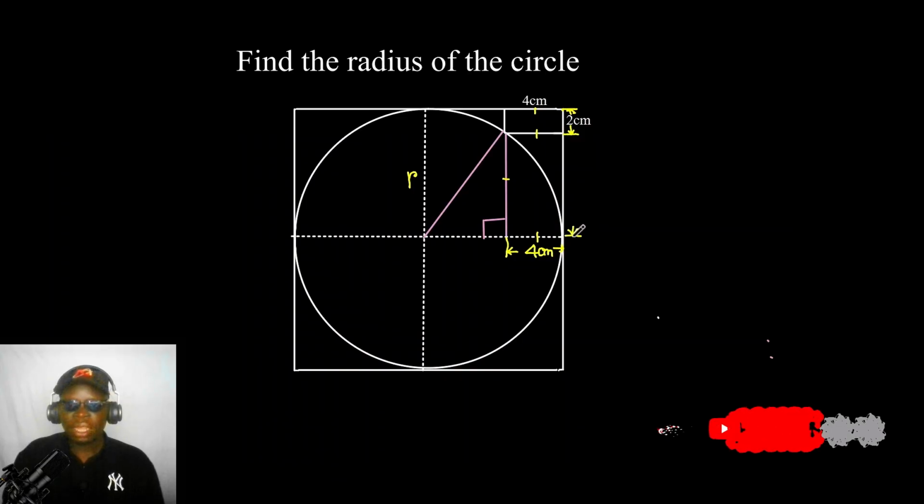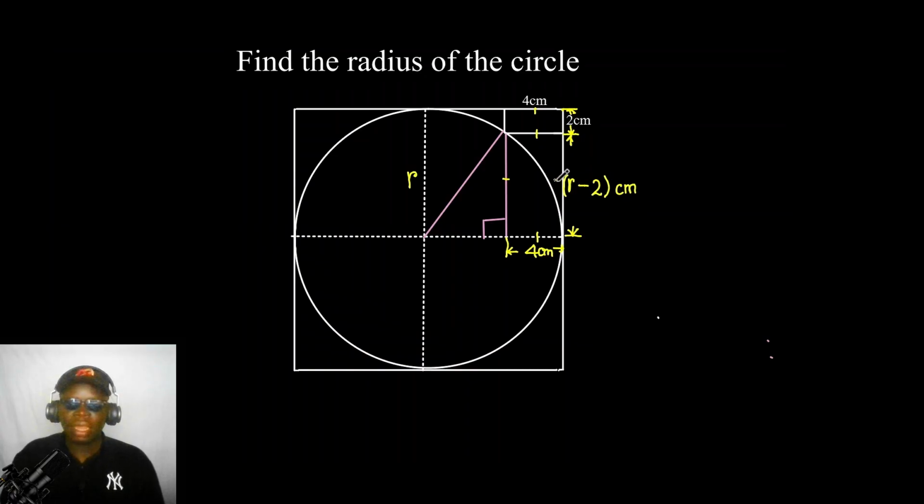Now you can see that from here up to there will be a result of subtracting these 2 away from this point, and we have that as R minus 2, and all this is also in centimeter. Let's create some bracket here. Now this length is the same as the other length here, so inside we have this R minus 2.